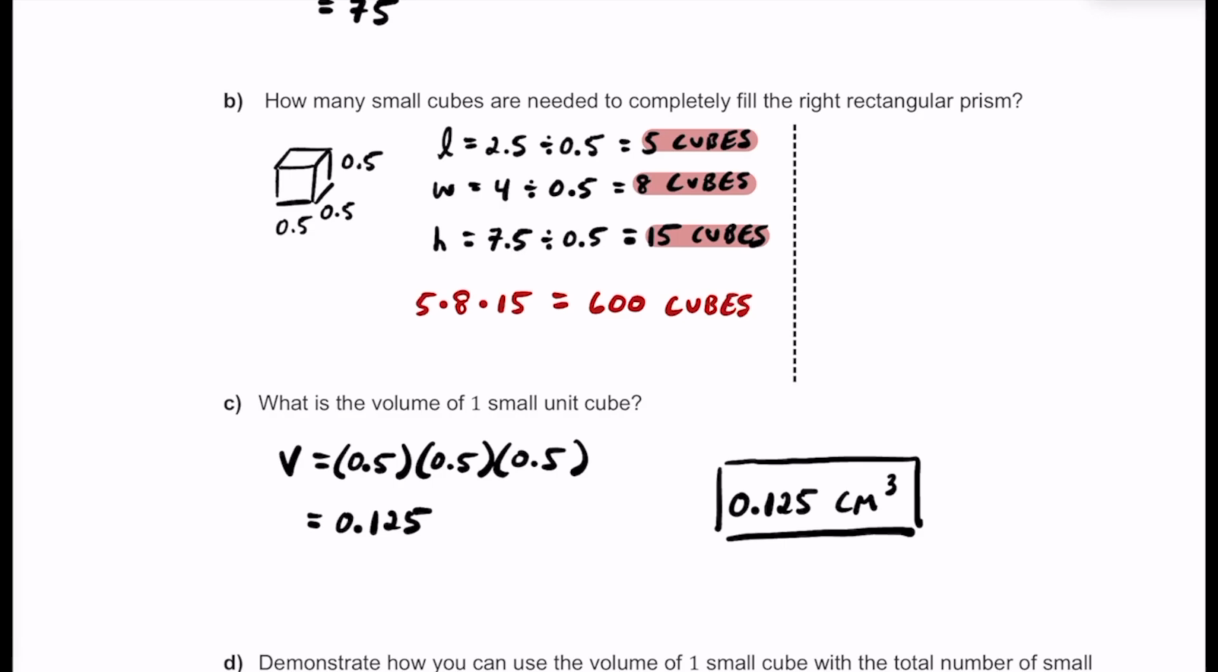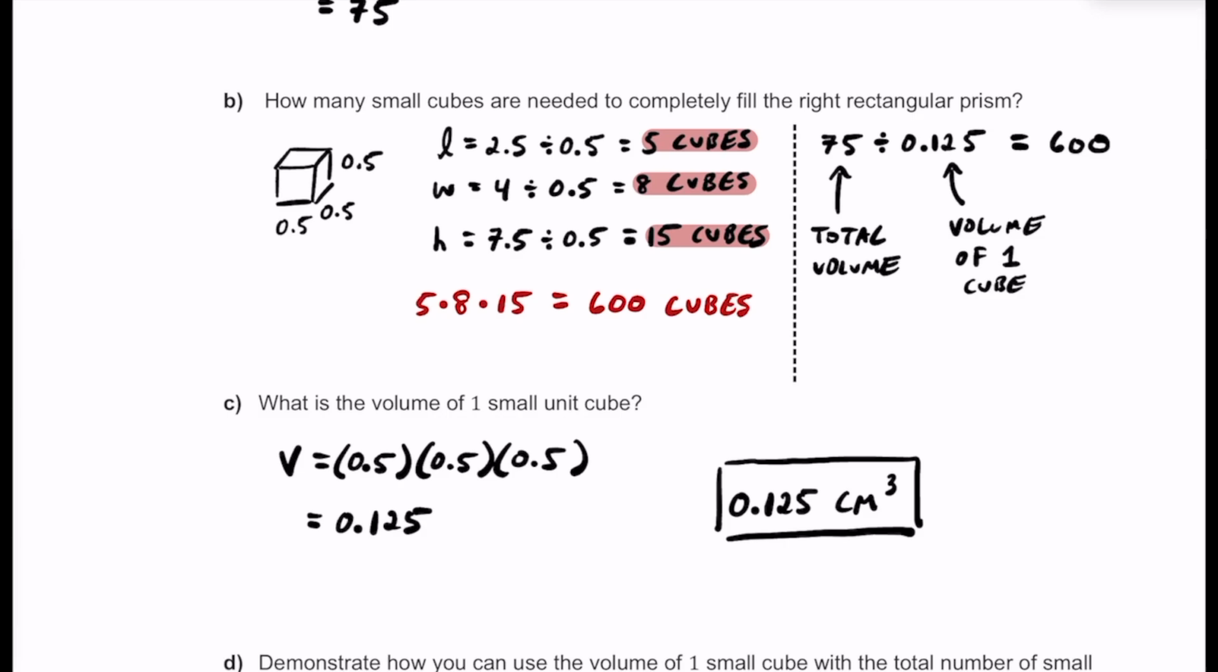So going back up to part B, if you wanted to do a different way, what you could do is take the total volume, which we knew was 75, and divide by the amount of space that one of these little guys takes up. You take 75 and divide that to see how many times 0.125 fits inside of it, and you're going to find out that that is also going to end up being 600. So that would also be 600 cubes. So that right there was the total volume, and if you divide that by the volume of just one little cube, you get the total number of cubes.